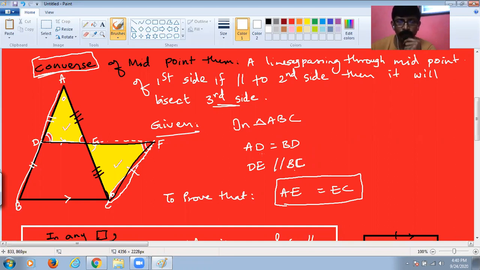So if one side is bisected and the line segment is parallel to the second side, then it is going to bisect the third side. That is to prove: AE is equal to EC. That exactly is the converse of the midpoint theorem. So students, I hope you understood how to remember the midpoint theorem and the converse of the midpoint theorem. In my next video, we will do some sums and the proof for this. Okay, so see you soon.